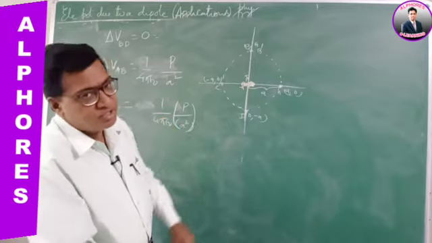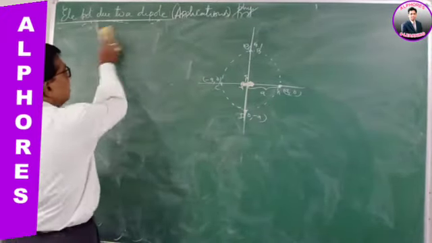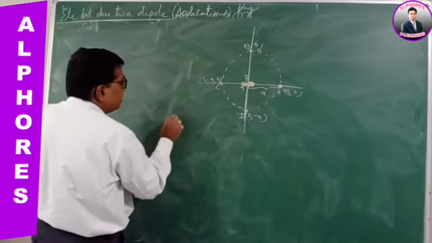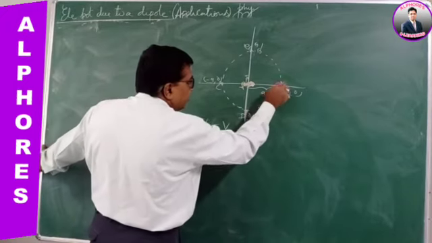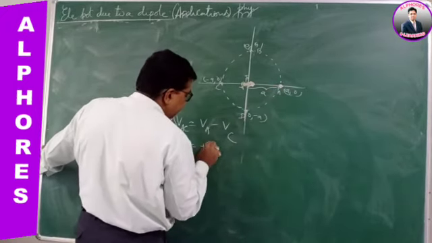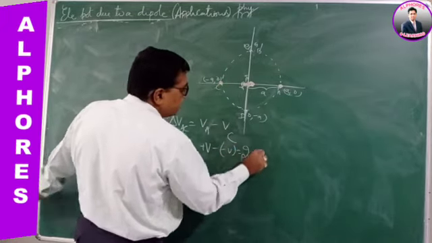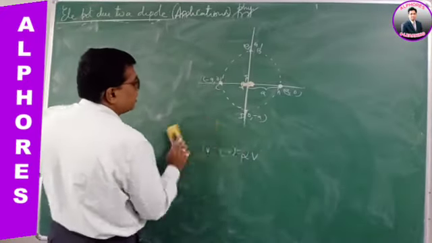So these are the points you have to make a note of. Very important. Suppose he is asking to find the potential difference between points A and C. Delta V AC is the potential at A minus the potential at C. Potential at A is plus V, potential at C is minus V. It is 2V, more potential difference. This you have to remember. Okay.